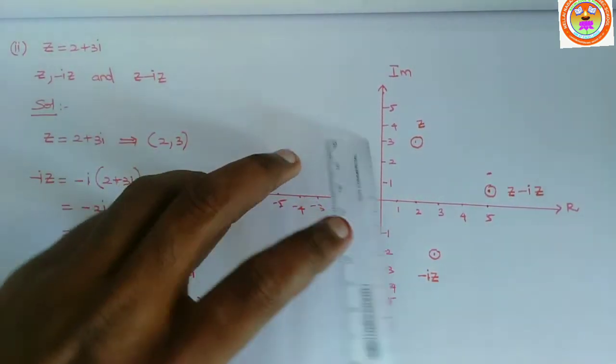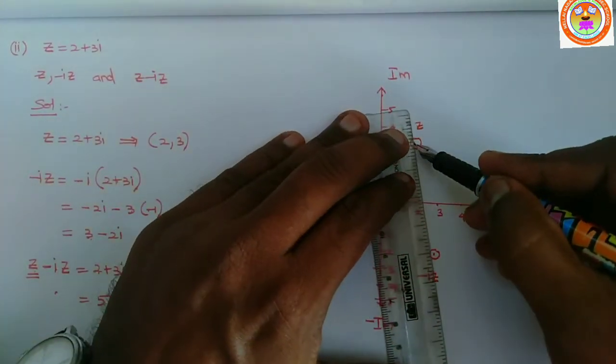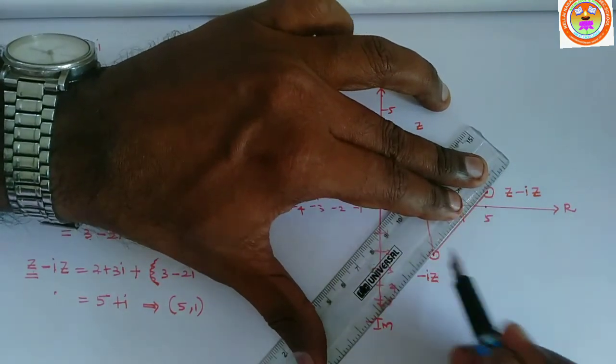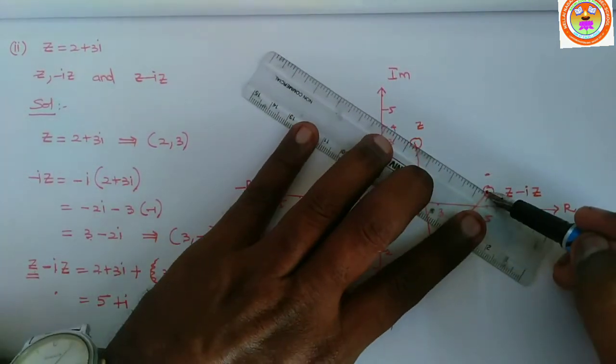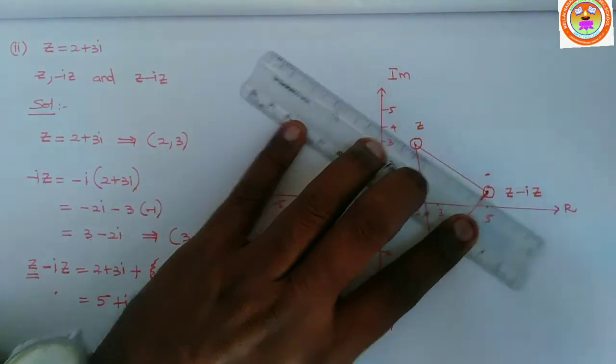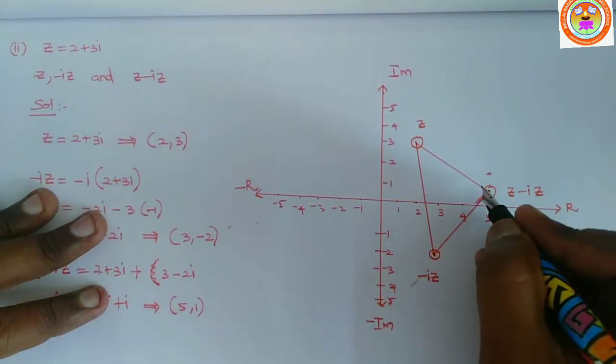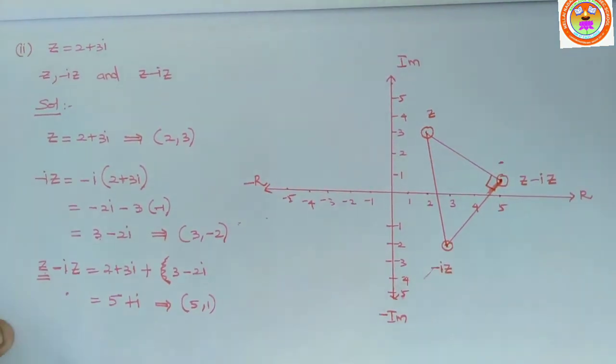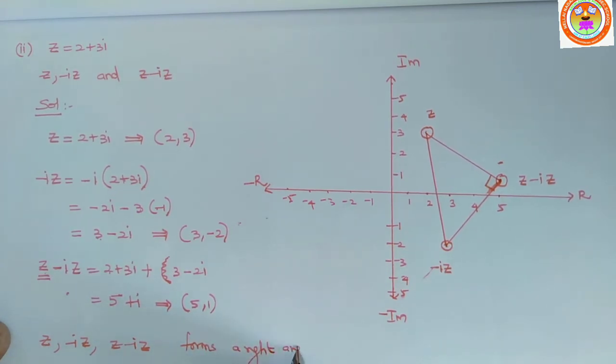Now we need to join these 3 points. First point, second point. Now we are going to join the second and third point, and the first and third point. Therefore, once again a triangle is formed. This triangle is nothing but a right angle triangle. So the last conclusion we need to write: z, minus iz, z minus iz forms a right angle triangle.